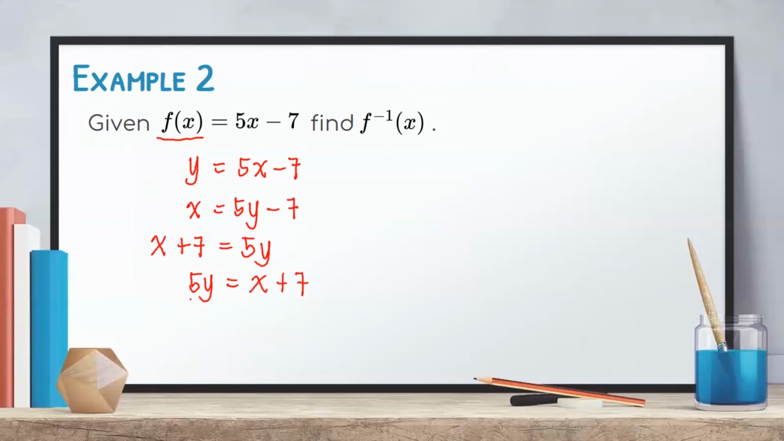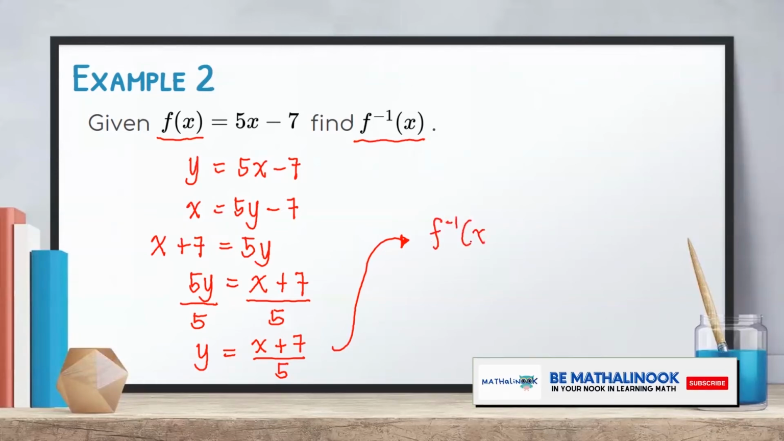Notice that we have a numerical coefficient on y not equal to 1. If this is the case, we need to divide the whole equation by that numerical coefficient. 5 divided by 5 is equal to 1. So therefore, we will have y equals x plus 7 over 5. Finally, set y as the inverse of the function. So the inverse of the function is x plus 7 all over 5.